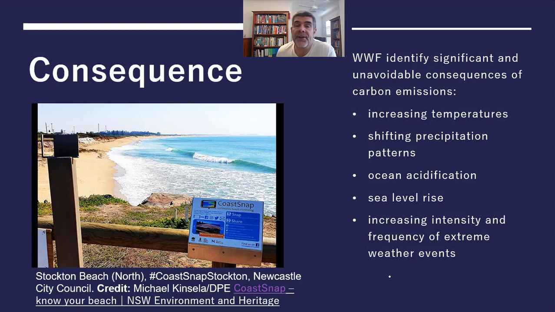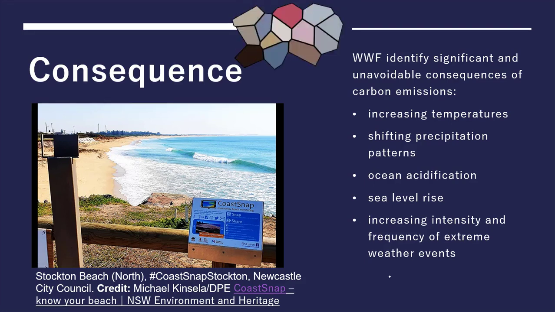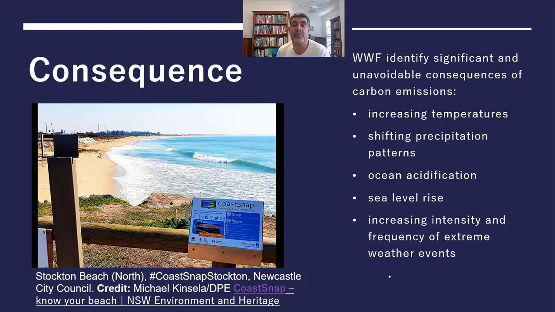So one of the final things that we need to do in this third section of climate science is to have a look at some of the consequences, or at least potential consequences, of climate change on species. Now, the World Wildlife Fund identified significant and unavoidable consequences of carbon emissions. They list increasing temperatures, shifting precipitation patterns, ocean acidification, sea level rise, and increasing intensity and frequency of extreme weather events.